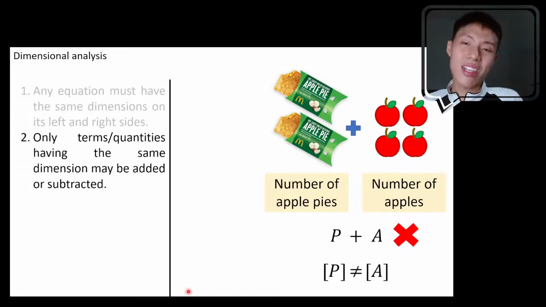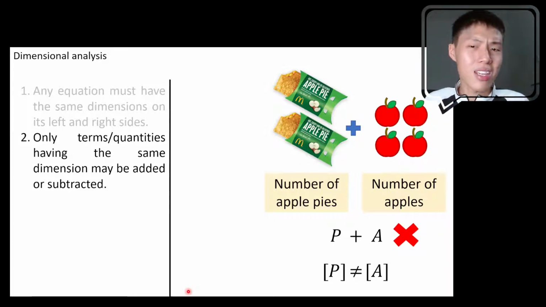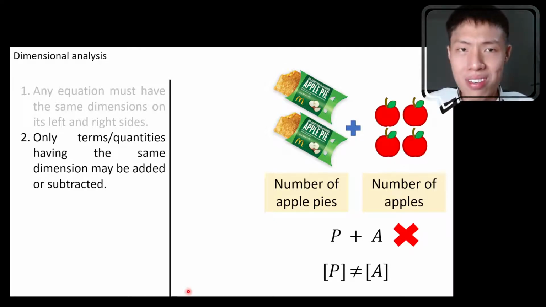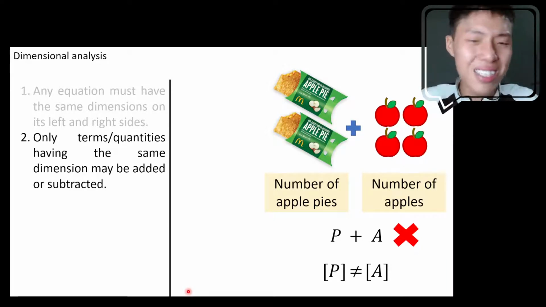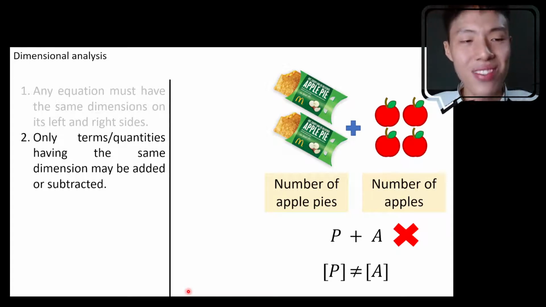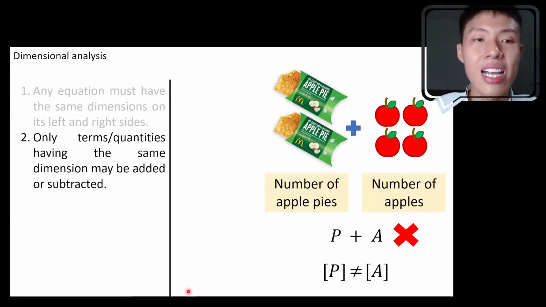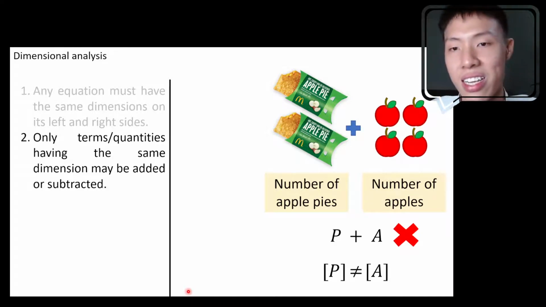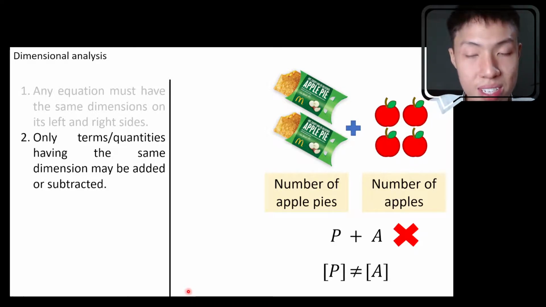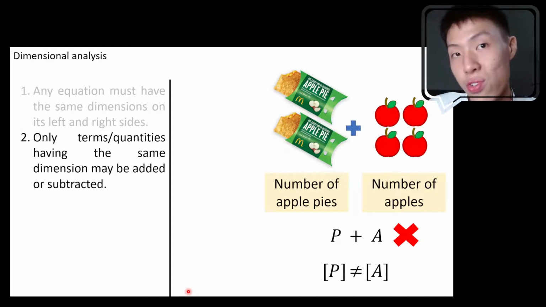It's an invalid equation. If you add up apples and apple pies, what should you get? Apple, apple pie, pie apple. Well, it doesn't make sense, okay? So in that case, this is not a valid situation. Okay, that's the second criteria you need to achieve. You need to have the same dimension if you want to add them up together.